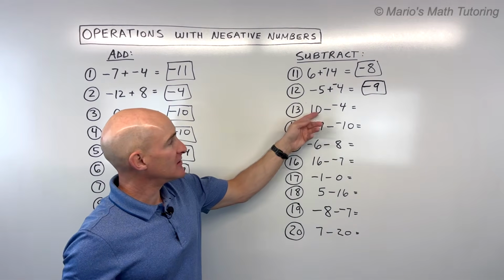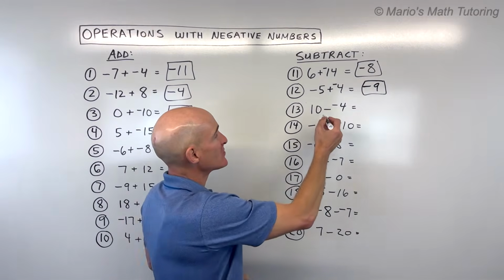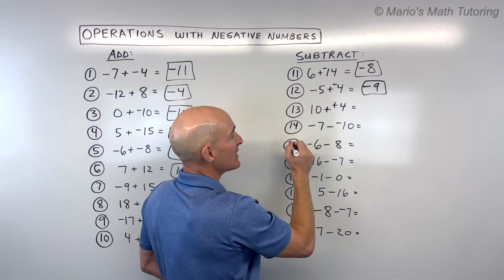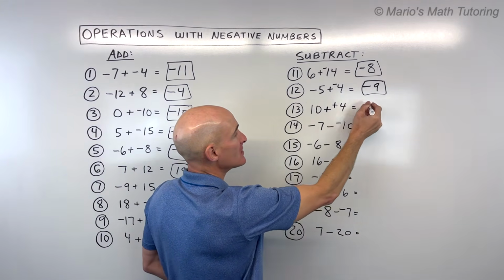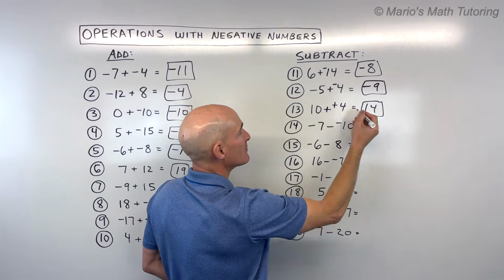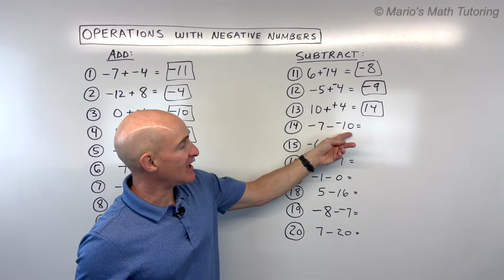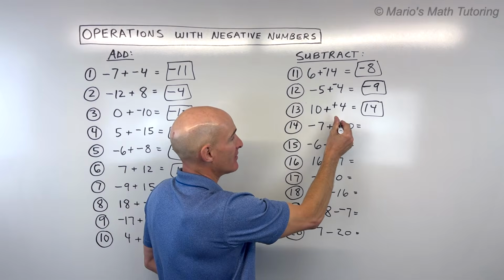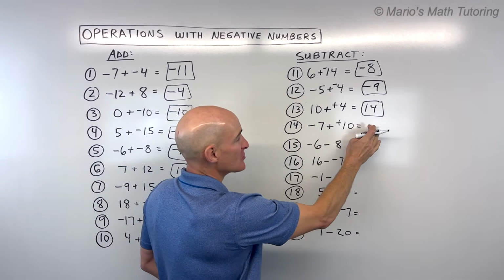For number 13, got a subtraction problem. So let's make it easier on ourselves. We'll say subtraction is like adding the opposite. So I change this from a negative to a positive. This is what we learned a long time ago. 10 plus 4 is 14. See, a lot easier. Number 14, negative 7 minus negative 10. Okay, so subtraction is like adding the opposite. Got more positives than negatives, so the answer is going to be positive.